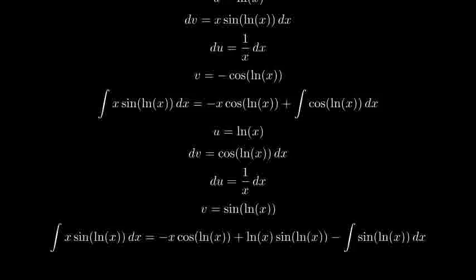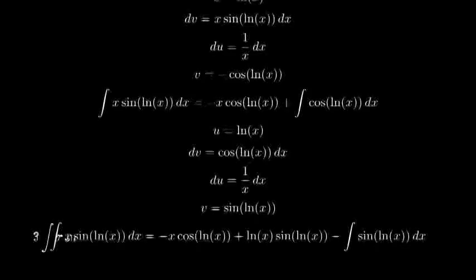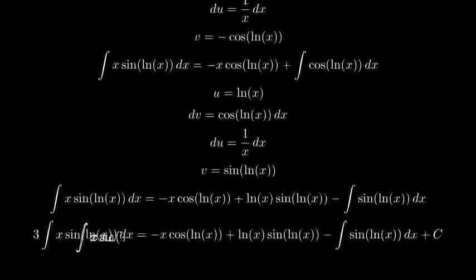Now, we differentiate u and integrate dv. What do we get? du equals 1 over x dx, and v equals sine of ln x. Substituting these into the integration by parts formula a second time gives us the original integral. The integral of x sine of ln x dx is negative x cos of ln x plus ln x sine of ln x minus the integral of sine of ln x dx.